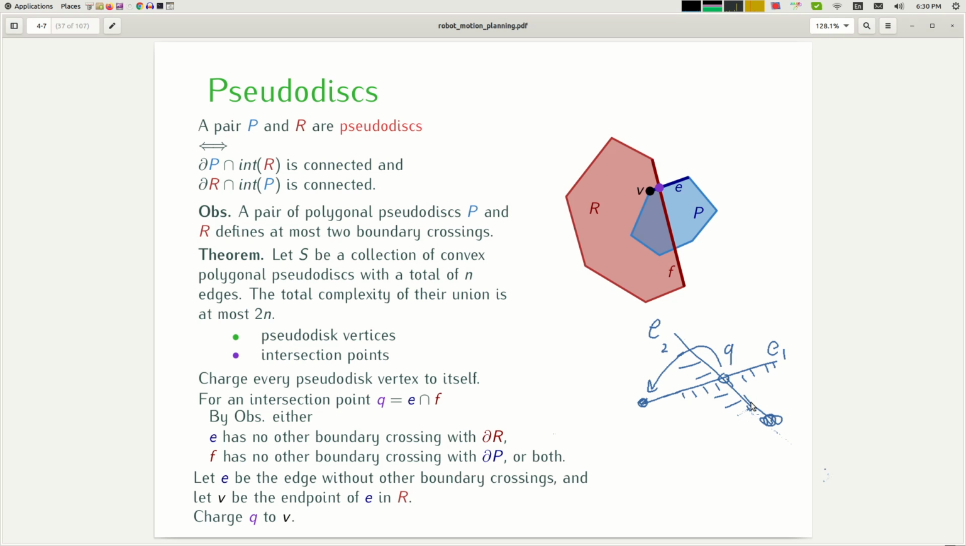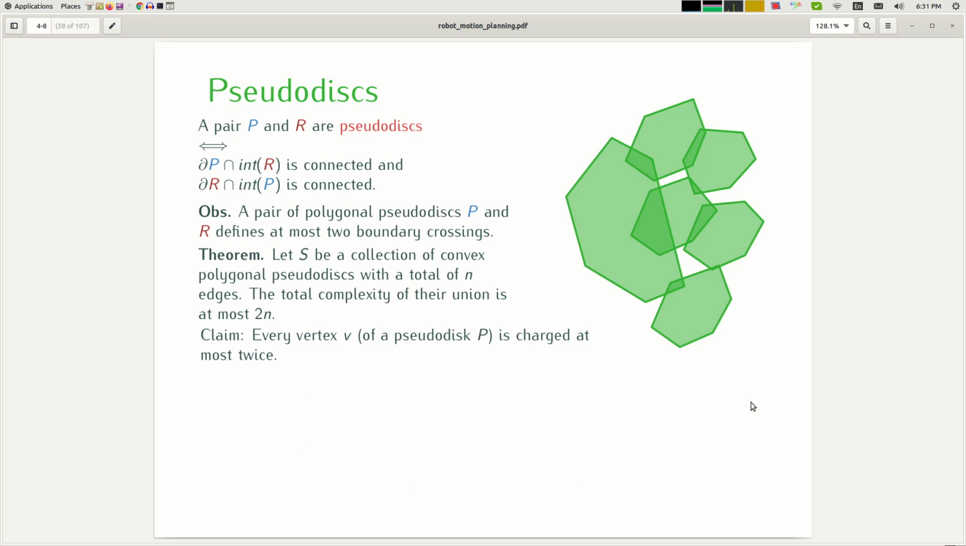And then we would like to claim that every vertex will receive a constant number of charges. If every vertex receives a constant number of charges, since there are n vertices, that means that there are at most O of n intersection points. Okay, so that's how the charging argument works. The next step to finish off the proof is to show that every vertex can receive a constant amount of charges.